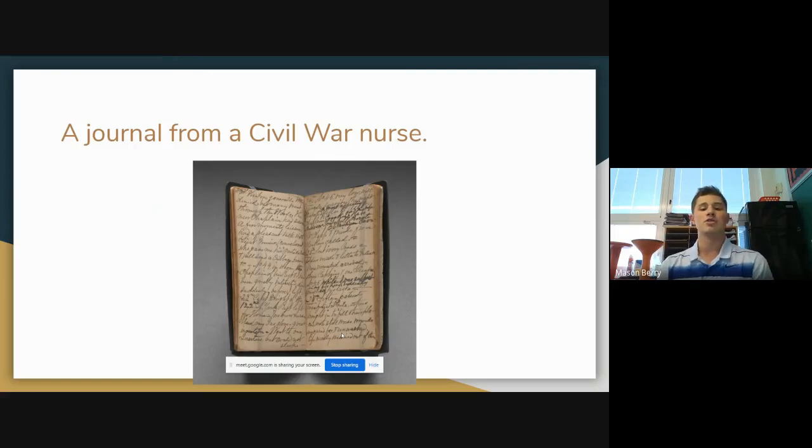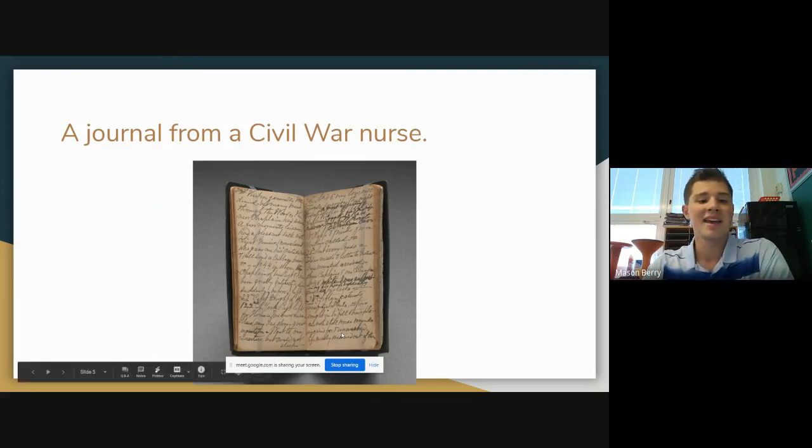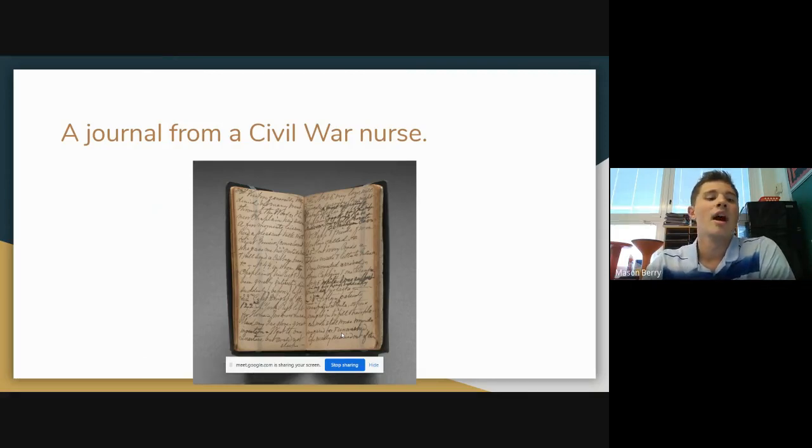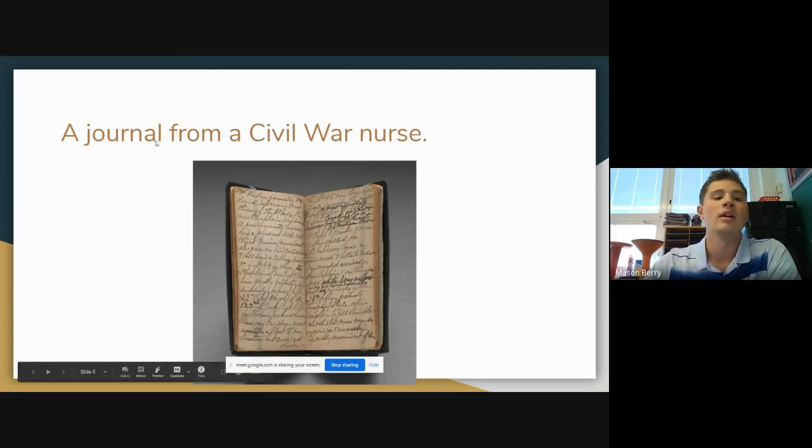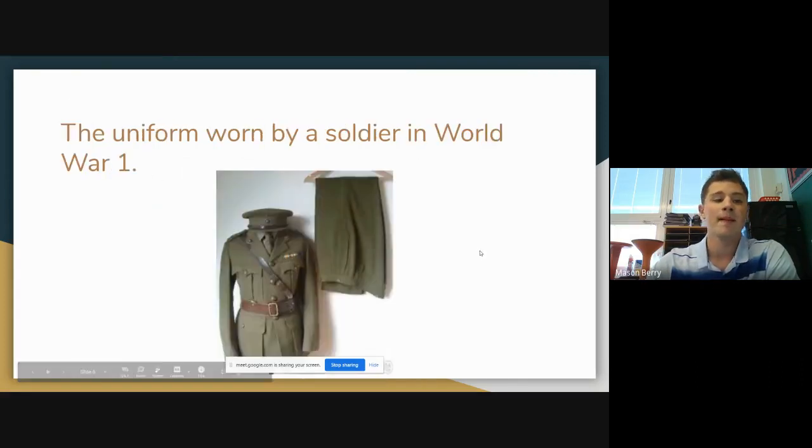Next, we have a journal from a Civil War nurse. Now, this is a what? Tell me at the bottom. This is a primary source. I almost said secondary. That wouldn't have been good. This is a primary source because it is written by a person who is actually there to see the event. They were actually in the Civil War helping people heal during the war. All right, remember, journal or diary, that's the key word there.